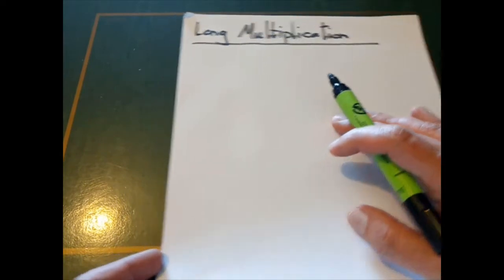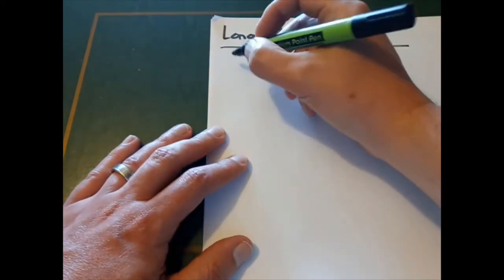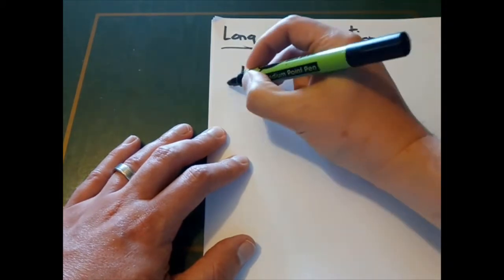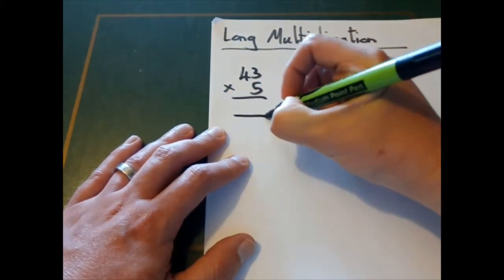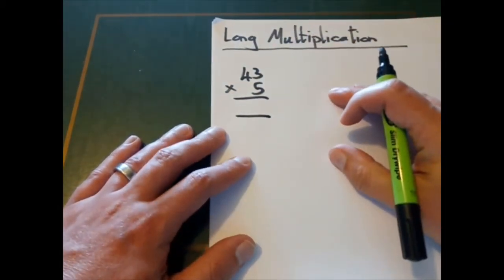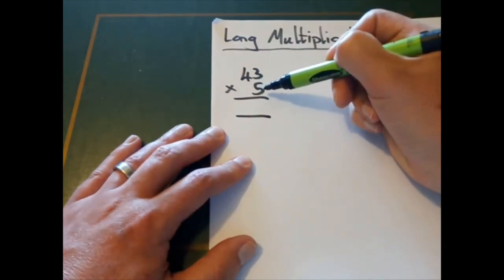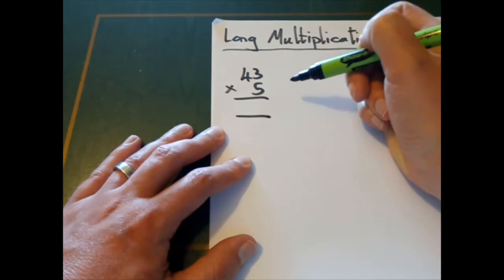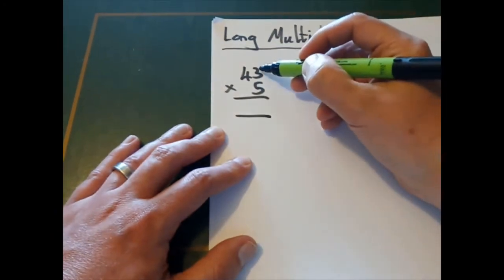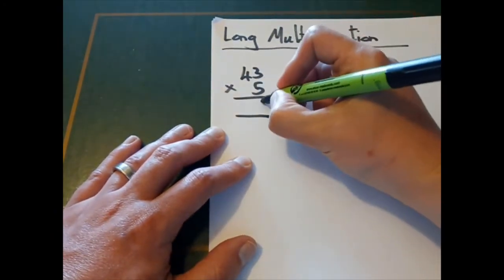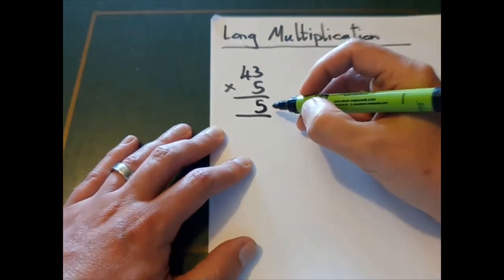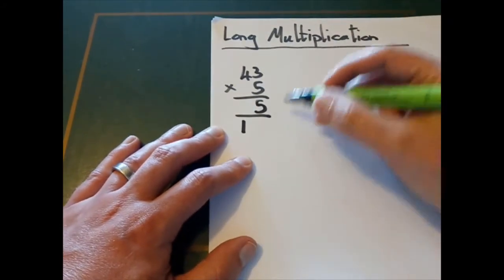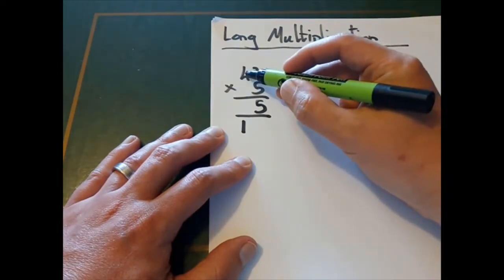So, let's start with an easy short multiplication, just to remind ourselves what we need to do. We'll start with 43 times 5. Now, with short multiplication, of course, everything on the bottom row needs to be multiplied by everything on the top row. So, we have 3 times 5, which is 15. The units go in, and the 10 is carried over. Then we look at 4 times 5.